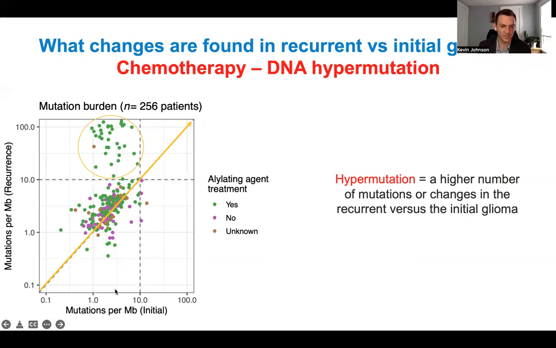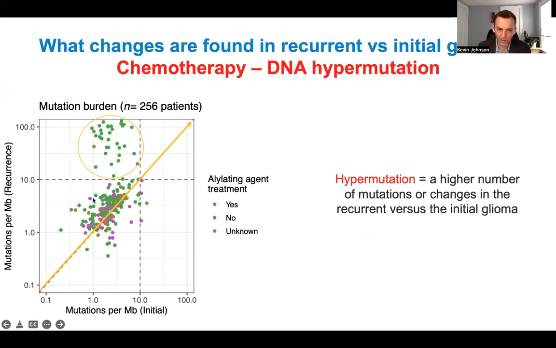So shown here on the left is a plot of the data for each individual patient in our study and the number of mutations in their genome at the initial diagnosis on a log scale, and also on the y-axis, the recurrence. And we would expect that if the mutations didn't change between the two time points, that each point would fall on this linear line, this orange line here. But what we see is that there's a subset of patients that are mostly treated with this alkylating agent that develop hypermutation. So a large number of new mutations at recurrence versus their initial glioma.